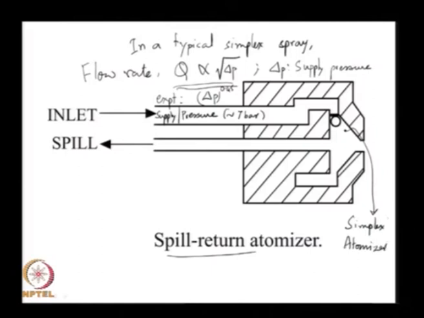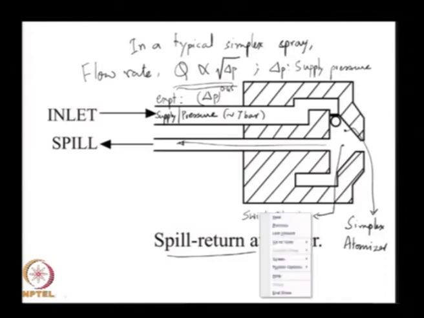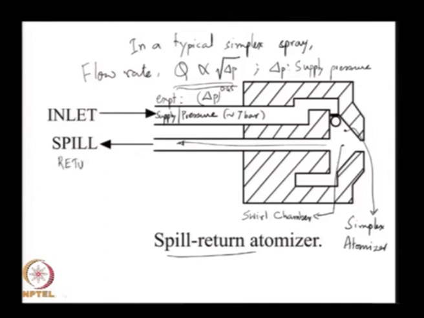It would exactly be a simplex atomizer, but for this one hole that brings the fuel back out of this swirl chamber, called the spill return. Now, let us see what this does.